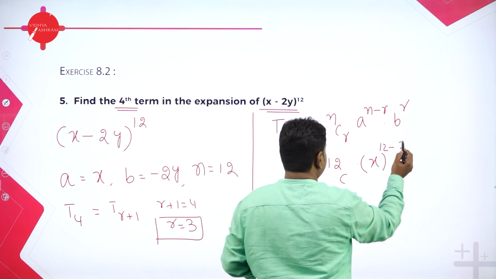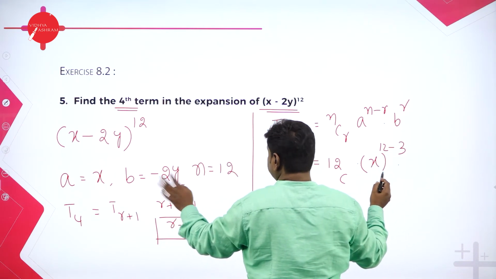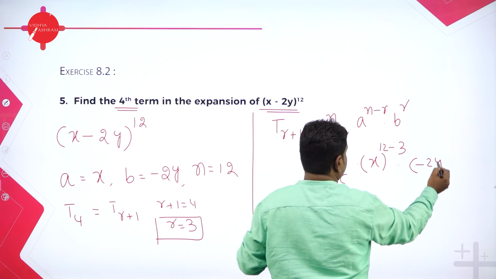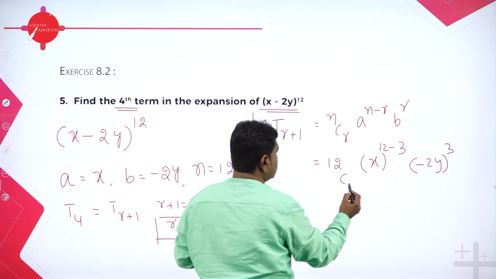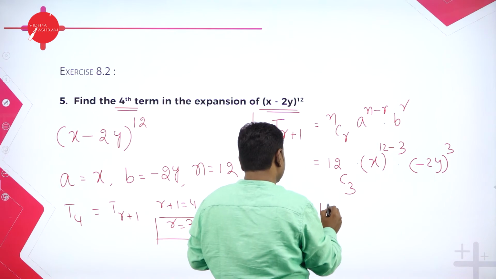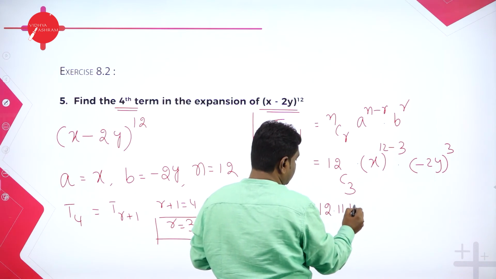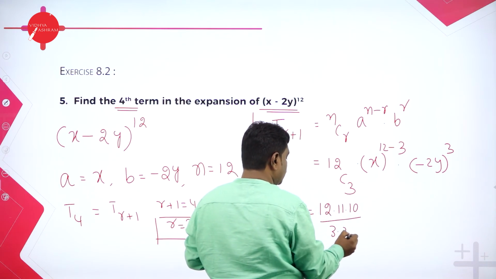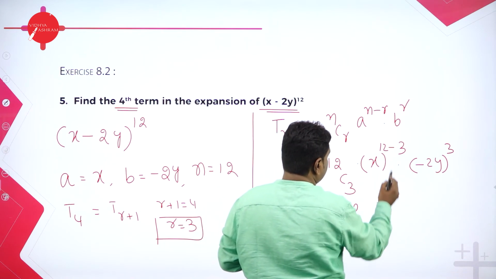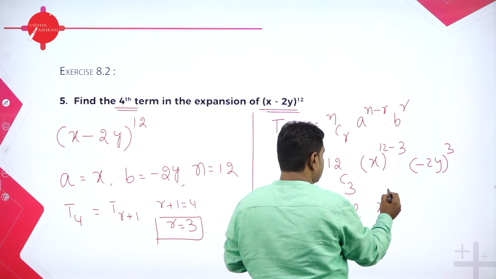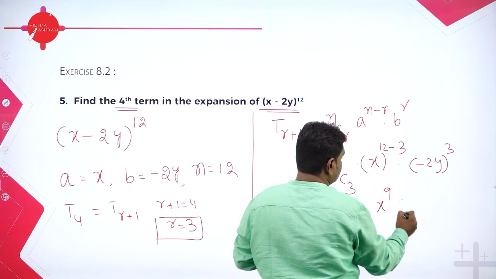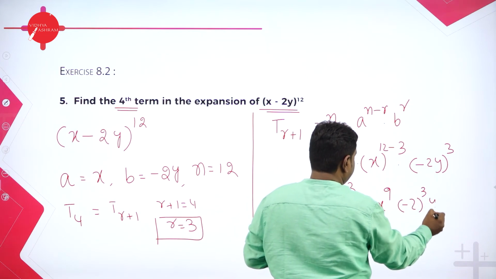A is x power 12 minus 3. B, what is B? In the place of B, minus 2y, minus 2y power 3. Now 12C3 means 12 into 11 into 10 divided by 3 into 2 into 1, and x power 12 minus 3, that is x power 9, minus 2 cube y cube.